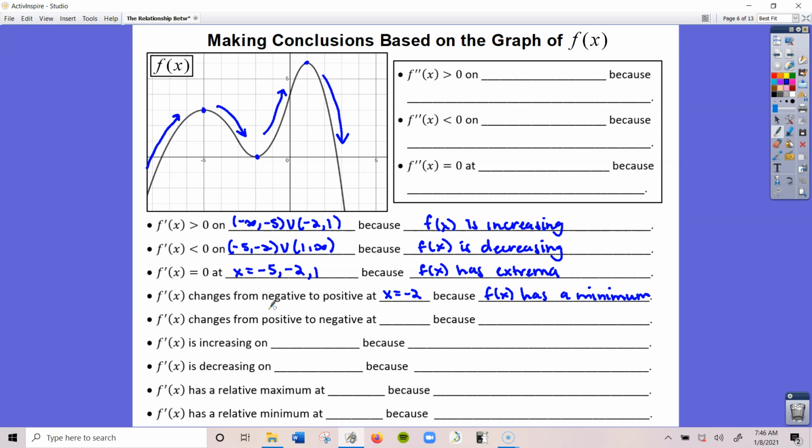f prime of x changes from positive to negative. That occurs when f of x has a maximum. So we have these two values at x is equal to negative 5 and 1, because f of x has a maximum.